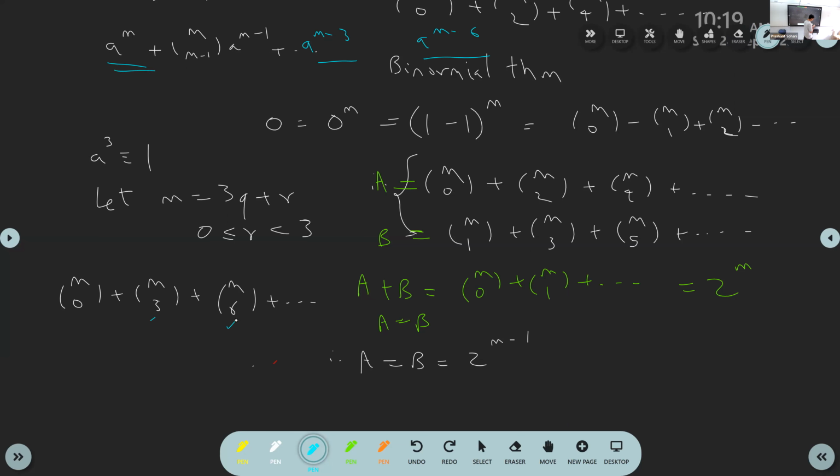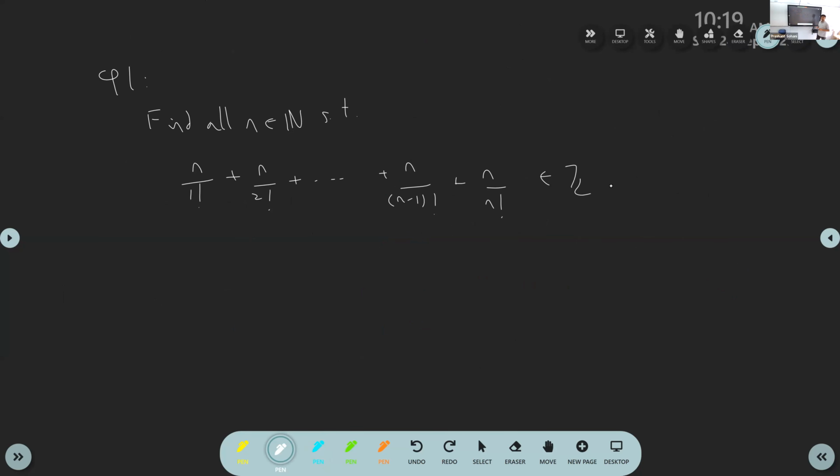Okay, then coming to some other questions. What about question one? Question one was: find all n such that the sum is an integer. Has anybody solved this question?